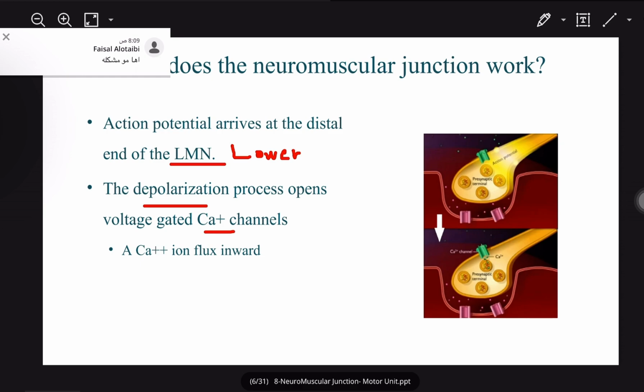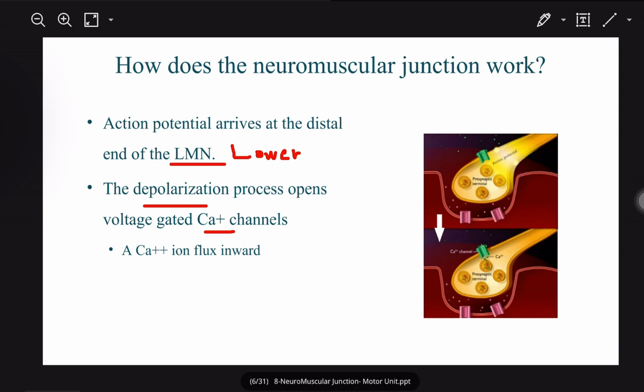So we have a depolarization, as we said, that opens the calcium channel. What happens? Calcium will flux inward. Okay, so what will occur here, for example, in the first picture: the action potential arrives here. This is the calcium channel, so this will open. Calcium will go inside.